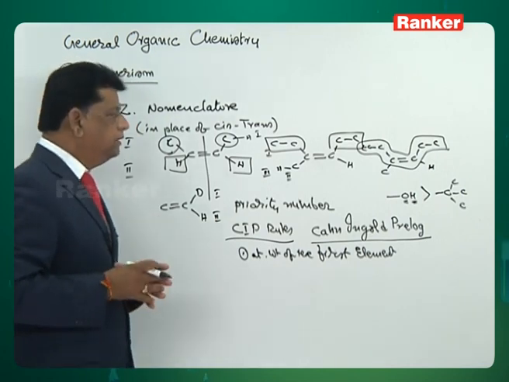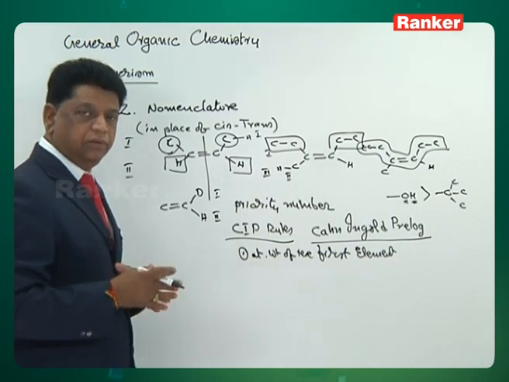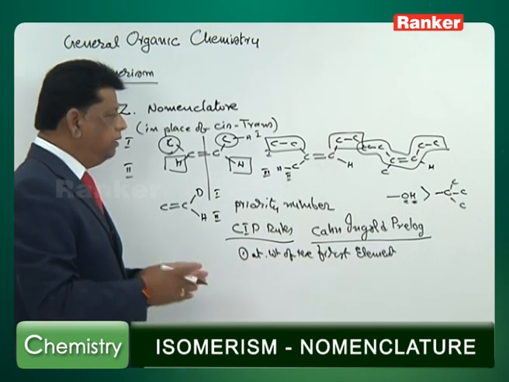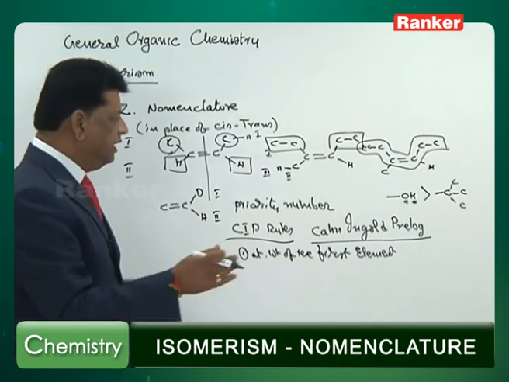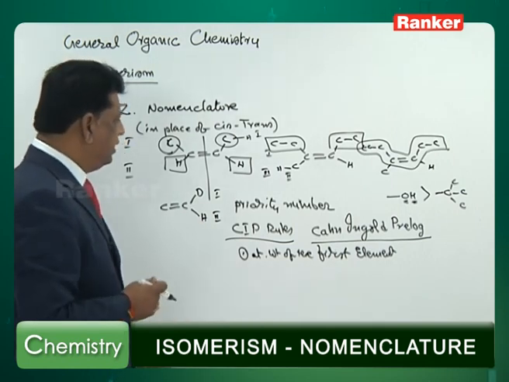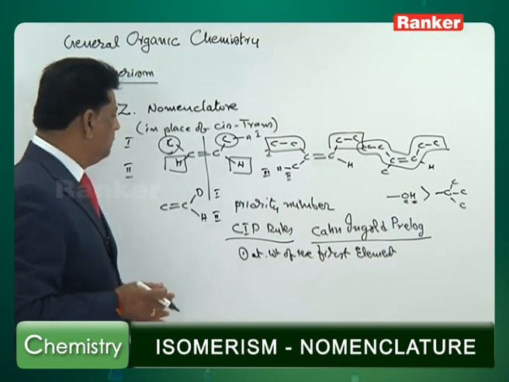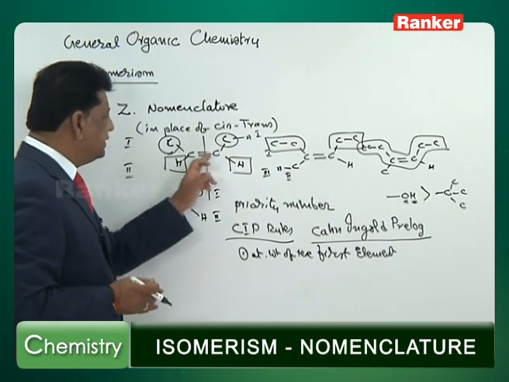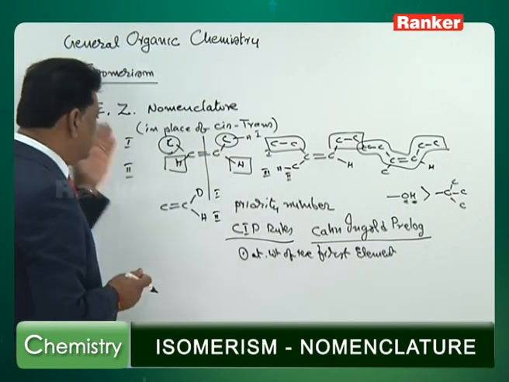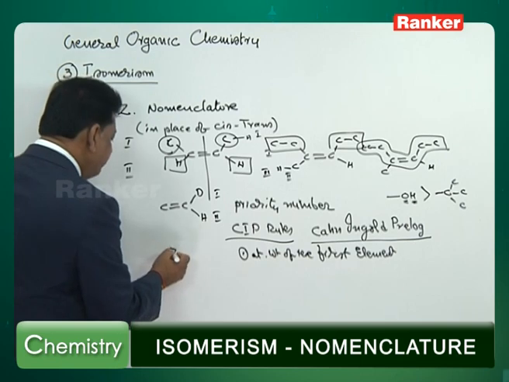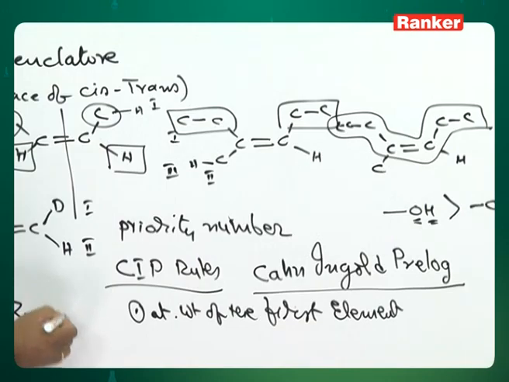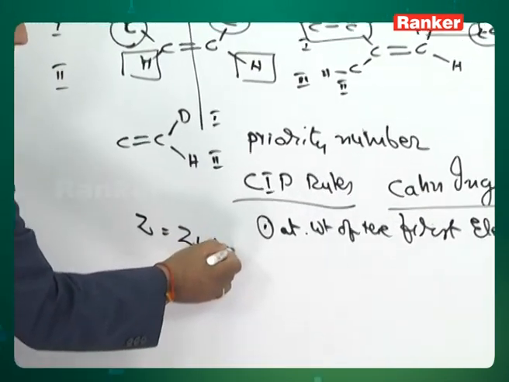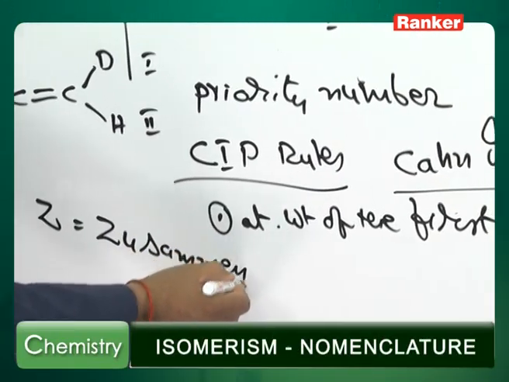A double bond is considered as almost double, two times, or at least 1.5 times. Like that, we go element by element. Somewhere the tie breaks and we consider the first preference. And like this, first preference, second, and if the two firsts are on the same side, we assign Z for this one. Z comes from the German word zusammen. Zusammen means same side.